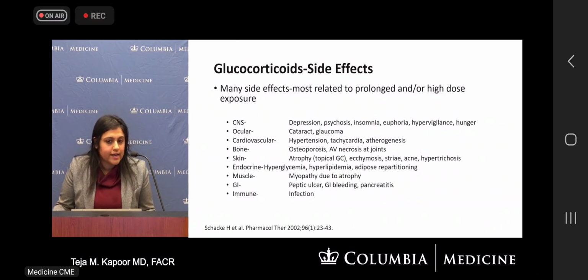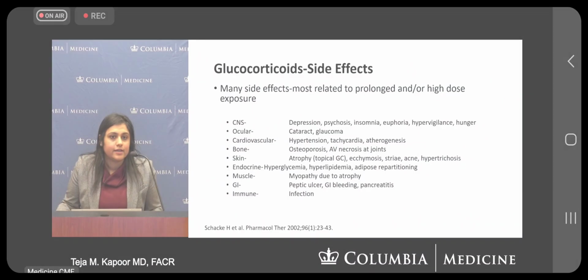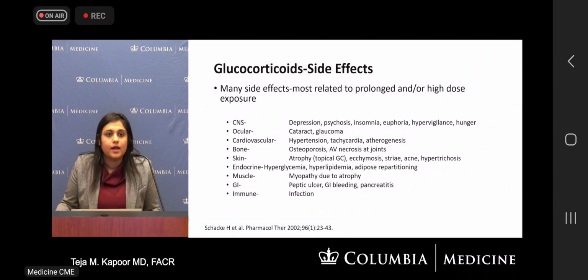So the list of glucocorticoid side effects seems to be almost endless, as many of you might know. CNS-wise, it can cause depression, psychosis, insomnia, hypervigilance, euphoria, hunger. Ocular effects: cataracts, glaucoma. Cardiovascular: hypertension, tachycardia, atherogenesis with long-term use. Bone: osteoporosis, AV necrosis of the joints. Skin, including topical glucocorticoids, can cause skin atrophy, acne. Endocrine effects: hyperglycemia, hyperlipidemia. Muscle effects with atrophy, GI effects with peptic ulcer, and obviously the immune effects with infections.